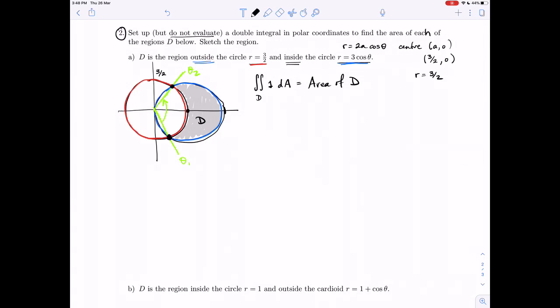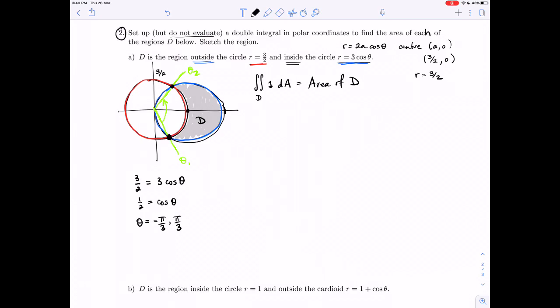And points of intersection in polar curves act just like any other points of intersection. I want the intersection of the red and the blue. And so I'm going to take the red curve equation and the blue curve equation and set them equal to each other. So 3/2 = 3 cos theta. In other words, 1/2 = cos theta. And I can see from the graph here that I've got two particular solutions that I want. Theta is minus pi/3 and pi/3.